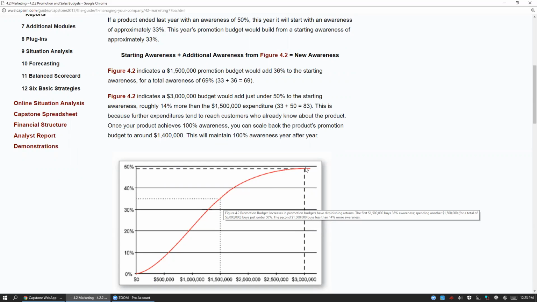After $3 million, there's virtually no return to spending additional dollars. Therefore, your promotional budget should never exceed $3 million. Now, even after $2.5 million, you only get 1 or 2 points more. So effectively, the most you can increase your awareness each round is by 50%, and that would be spending $3 million.